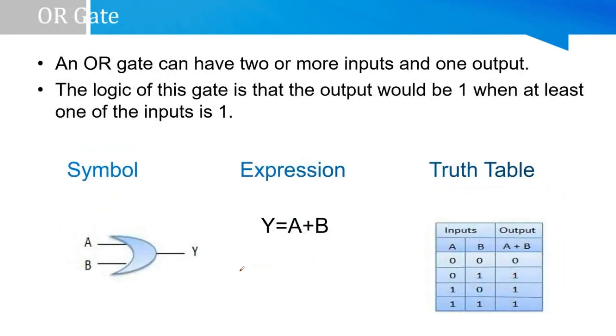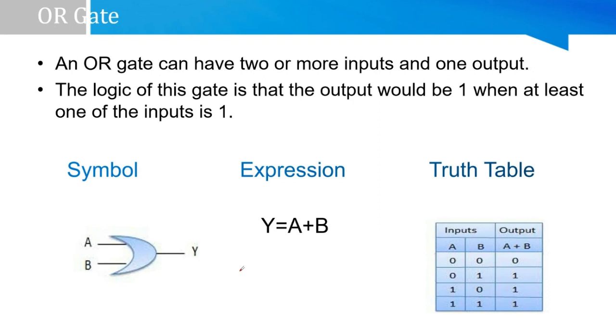Next will be the OR gate. The OR gate will have two or more inputs and it will provide one output. Sorry, I forgot to mention in the AND gate also, the AND gate should have at least one input.